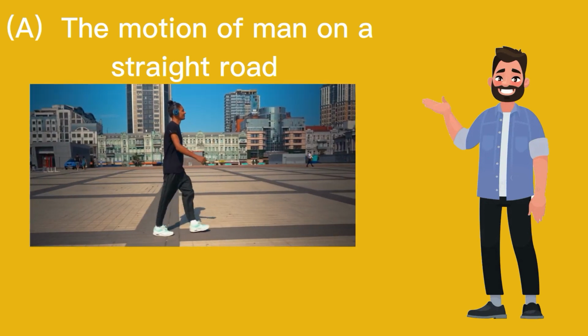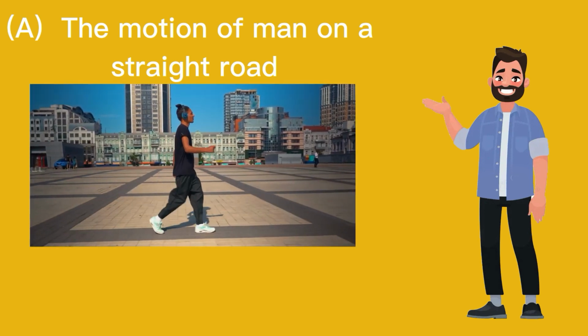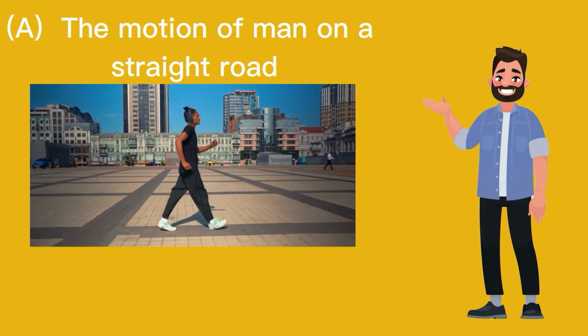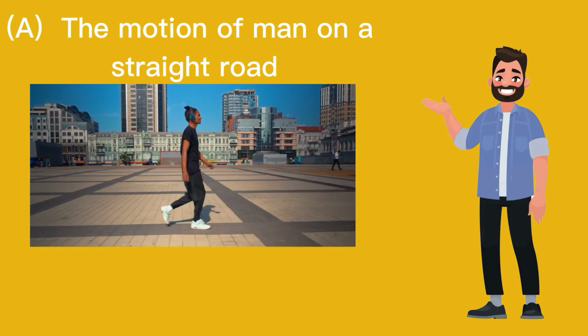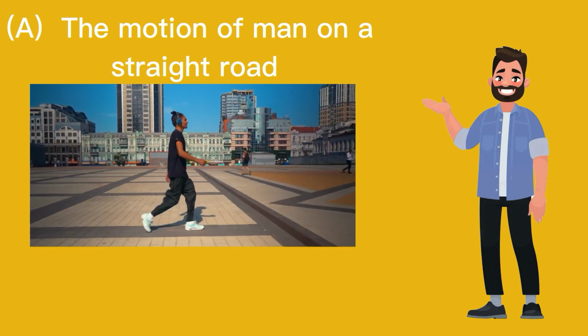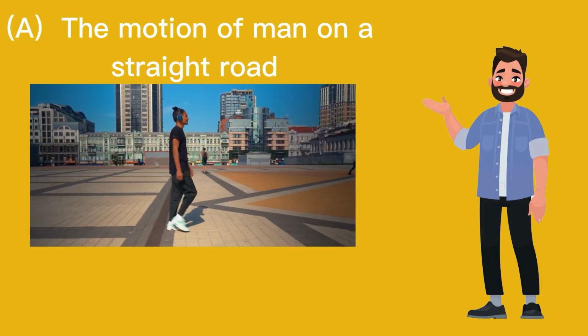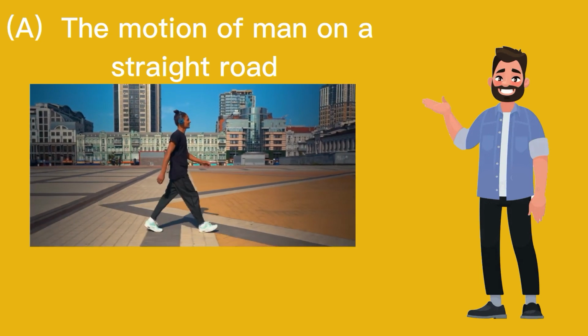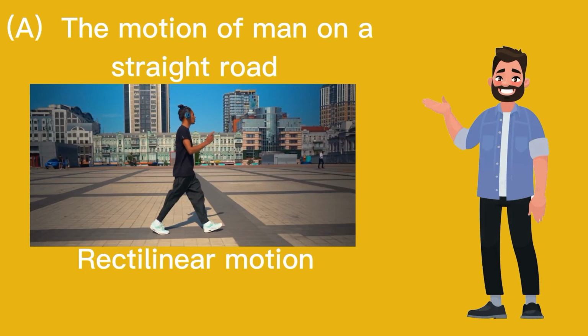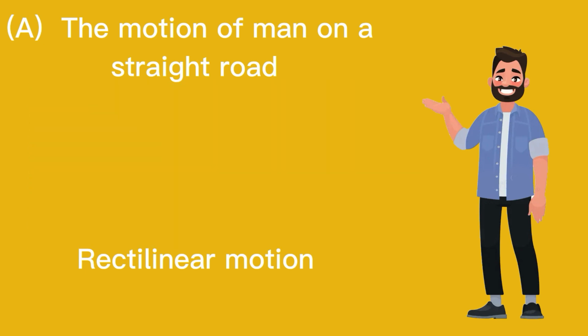Students, look at the given picture on the screen. As we observe from the given picture, the man moves on a straight road and he follows a straight line path. Therefore, the motion of man on a straight road is rectilinear motion. That's great. And now let us proceed on the second one, letter B.